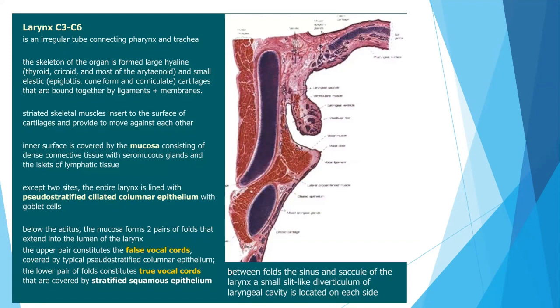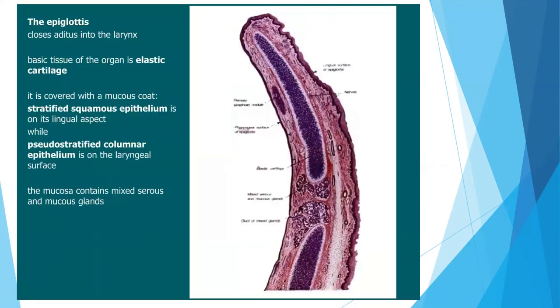Now, this is important. The entire larynx is lined with pseudostratified ciliated columnar epithelium with goblet cells. Now, this is important information right there. The upper pair, the false vocal cords, is covered by the typical pseudostratified epithelium, but the lower pair of vocal folds, the true vocal cords, are covered by stratified squamous epithelium. Now, this is an exception, so this is an important point to be remembered for the examination.